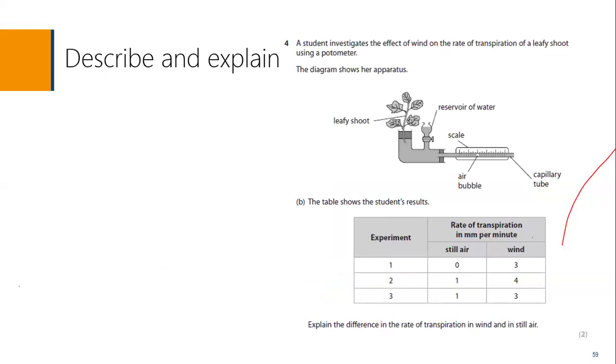Students particularly confuse describe and explain. This question asks to explain the difference in the rate of transpiration. Just describing the pattern in the data will not get the marks because it's asking to explain. You should be able to say because or therefore. If you just describe the data, then students will not get any credit for their answers. So you've got a table of results and it says explain the difference in the rate of transpiration in wind and still air.